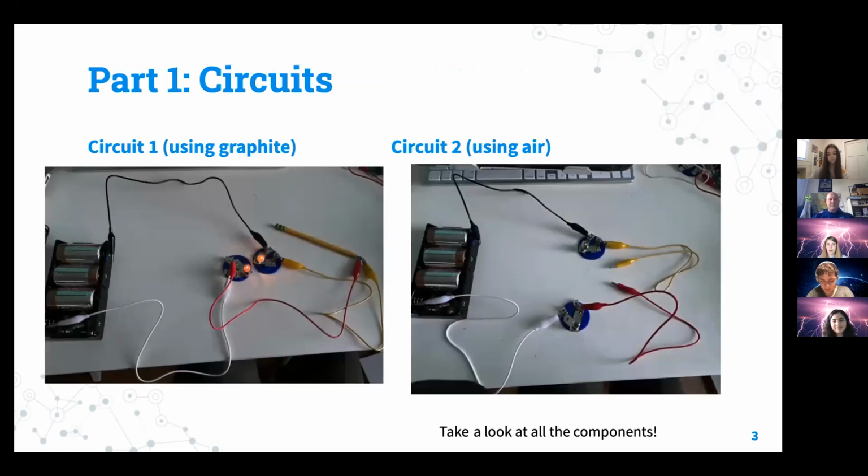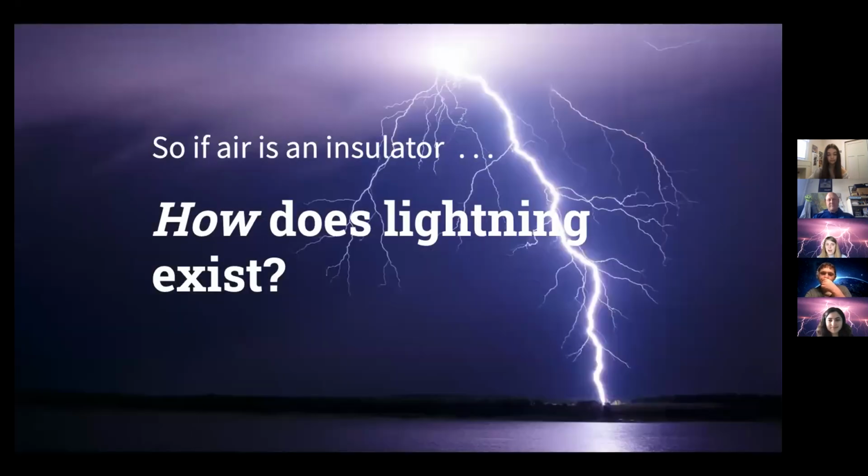So we looked at graphite circuits to study charge flow. We used 3 batteries, 3 wires, and 2 light bulbs. In the first one, we tried to see if graphite was able to conduct. As you can see by the fact that the light bulbs are lighting up, it can conduct electricity. But in the second one, we tried to use air to see if that could conduct energy. As you can see by the fact that the light bulbs are not lighting up, air is an insulator. But if air is an insulator, how does lightning exist?